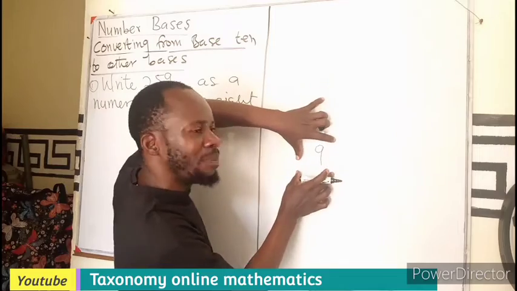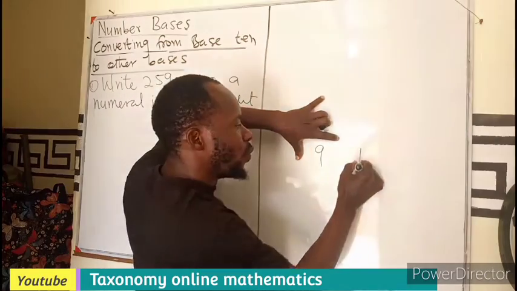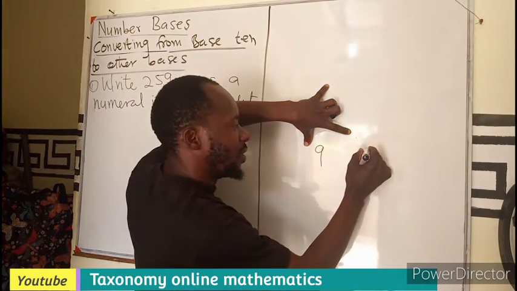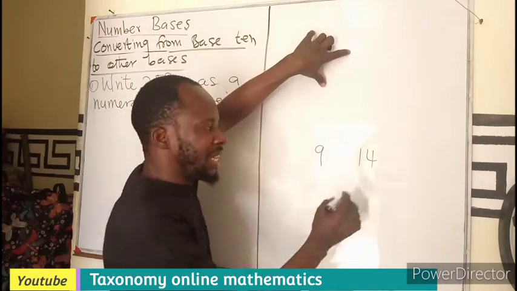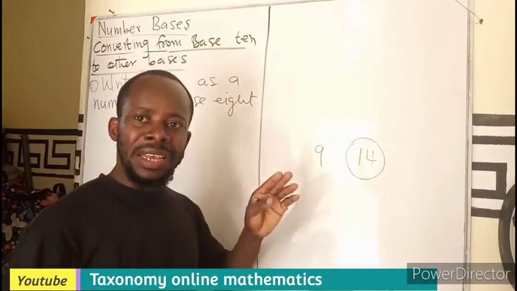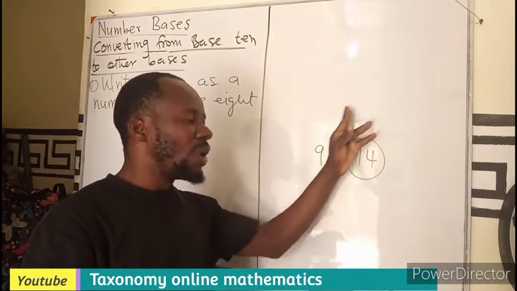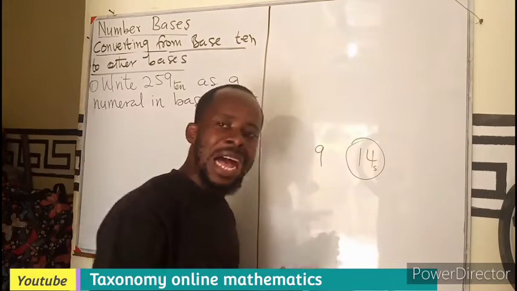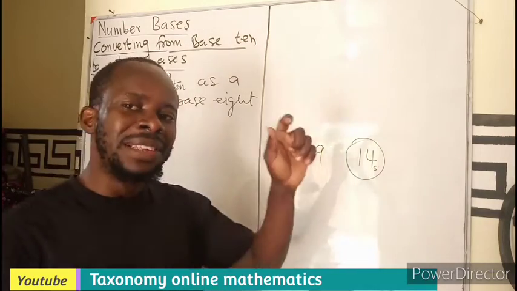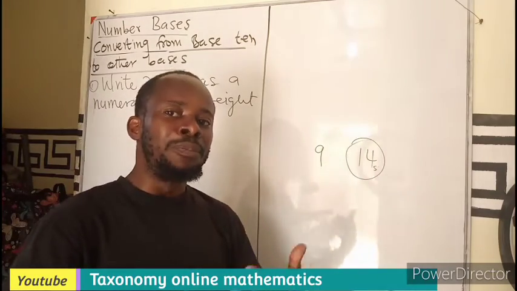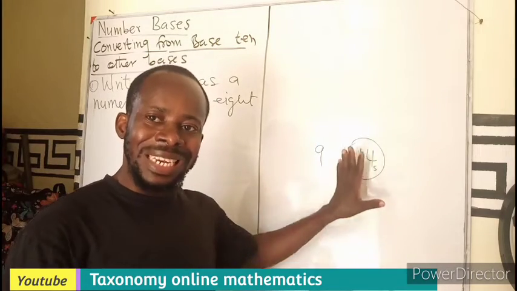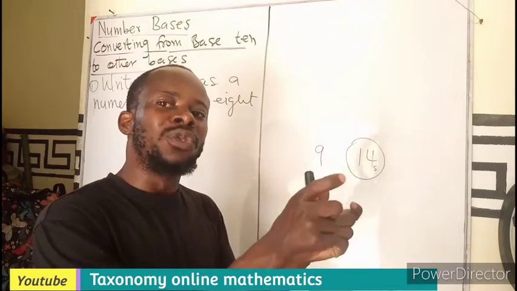If I divide this number by 5, I will get what? 1. What will be the remainder? The remainder will be 4. Meaning these digits are in base 5. So converting 9 from base 10 to base 5, I will have this answer as the correct answer. So it simply means that any number given to me in base 10 has to be divided repeatedly in order to produce the digits that are in the relevant base.